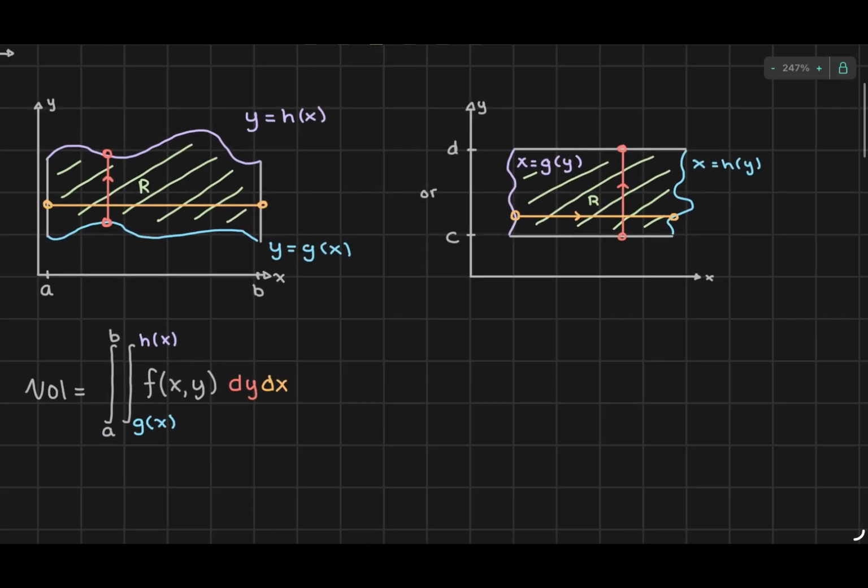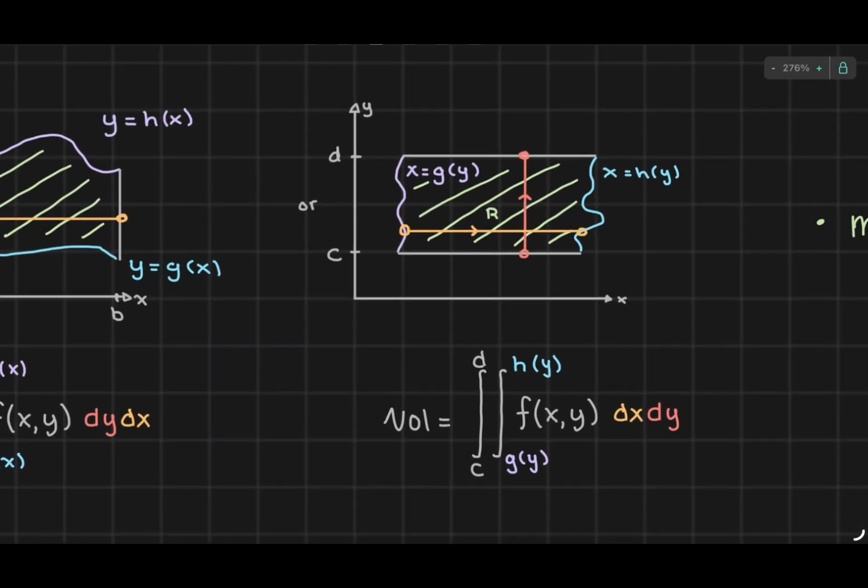As you can see, I color coordinated here. It's going to be from the bottom to the top, so that's just going to be c to d. So our outer bound is going to have to be that c to d, because that's what's going to give us a number, like I said. Our inner bound is going to be that function in y.